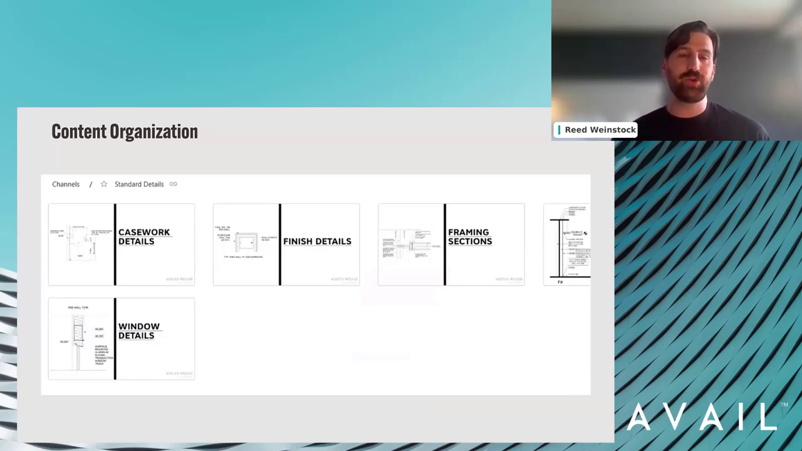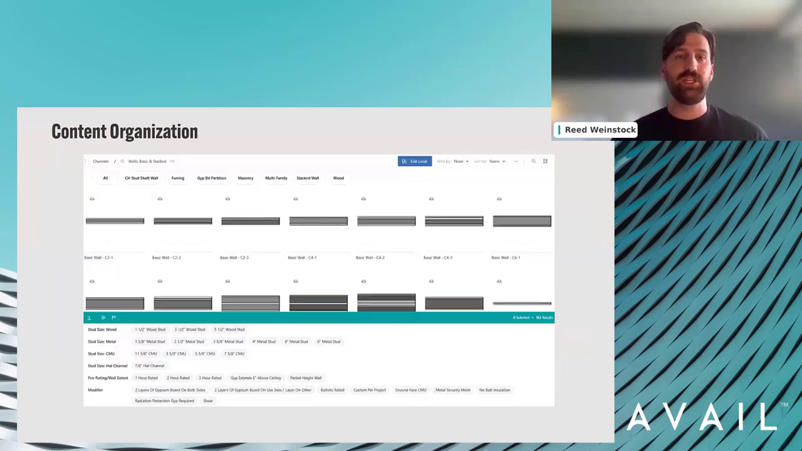And then when it comes to the actual organization of the channels, we had two options available because we wanted to keep it as consistent as possible from a management standpoint, but also from a user experience standpoint. The first option is we utilize the key cards, mainly for the channels that have a very diverse set of content. So this channel is our standard details for our architectural teams. We have casework details, finish details, all these different types. And then from there, we get into the actual content itself.